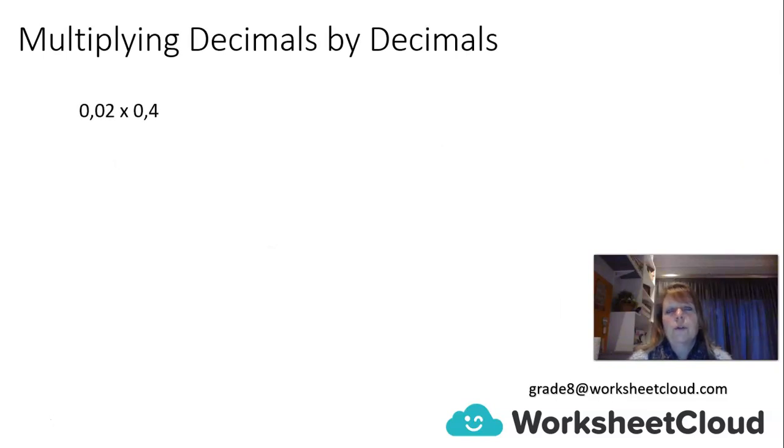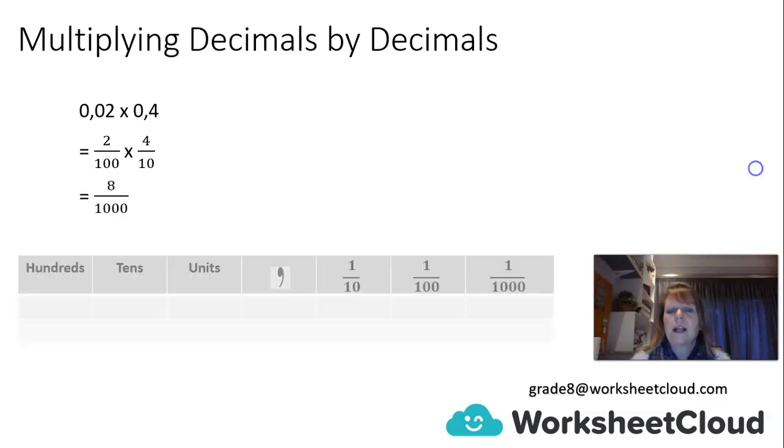What about this one? 0,02 times 0,4. We're going to again change it to common fractions, not improper fractions, sorry. Remember, the 0,02 would be 2 over 100 because the 2 is in the hundredths place, times 4 over 10. Okay, we're going to multiply that out and we're going to get 8 over 1,000. Now let's pull up our place value chart and let's put that in.